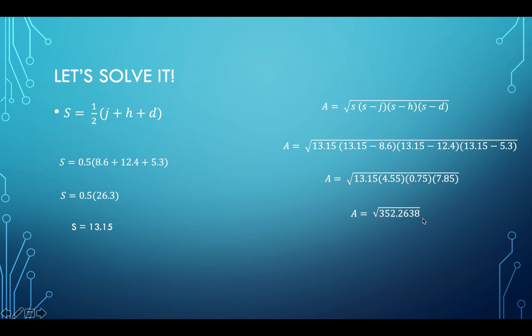352.2638. I went ahead and rounded off. I kept it at 4 decimal points. Wherever you guys round off at this point, I would definitely say try to keep it to 4 decimal points, but if you round off before that, make sure you are showing me where you were rounding off. Once we take the square root of that, we're going to get 18.8. So the area of that triangle was 18.8.